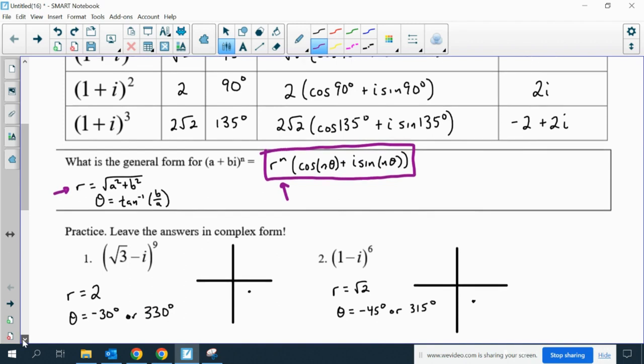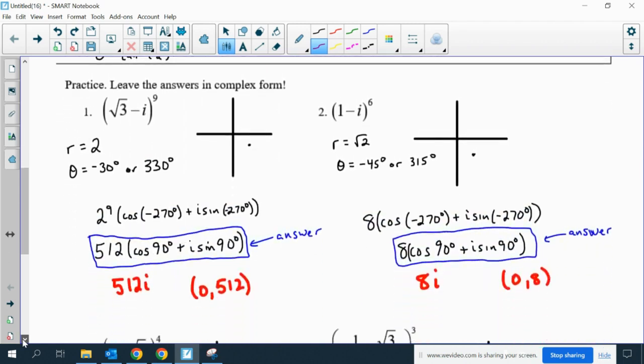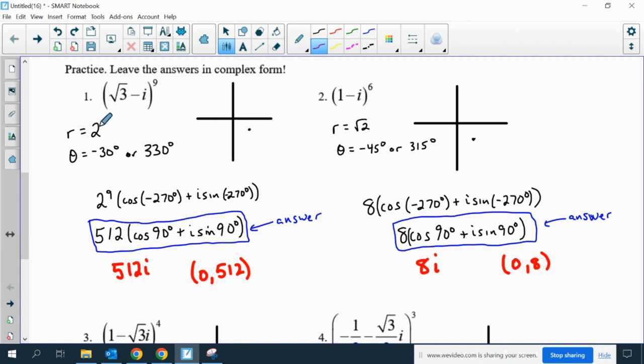So here's some practice. For number one, I would find that the radius is 2. I plotted it on the coordinate plane. And then theta is negative 30 or positive 330. I'd probably choose negative 30 to do my calculations because 30 times 9 is a lot easier than 330 times 9. Then I do 2 to the 9th because the radius is 2 to the 9th power. Then I multiply 30 by 9, so I get negative 270. And then I just have to rewrite my answer with a positive angle between 0 and 360.